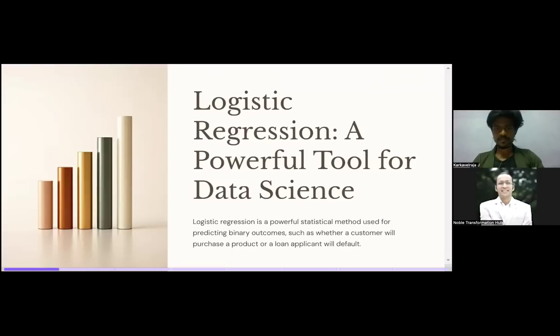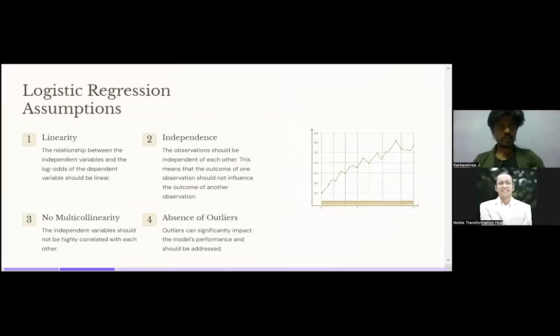Yeah, sure sir. Moving on, guys, we are going to see the logistic regression assumptions. We have seen the assumptions for linear regression and multiple linear regression. Similarly, we will see the assumptions for logistic regression. First is linearity: the relationship between the independent variables and the log odds of the dependent variable should be linear. There is some change here.